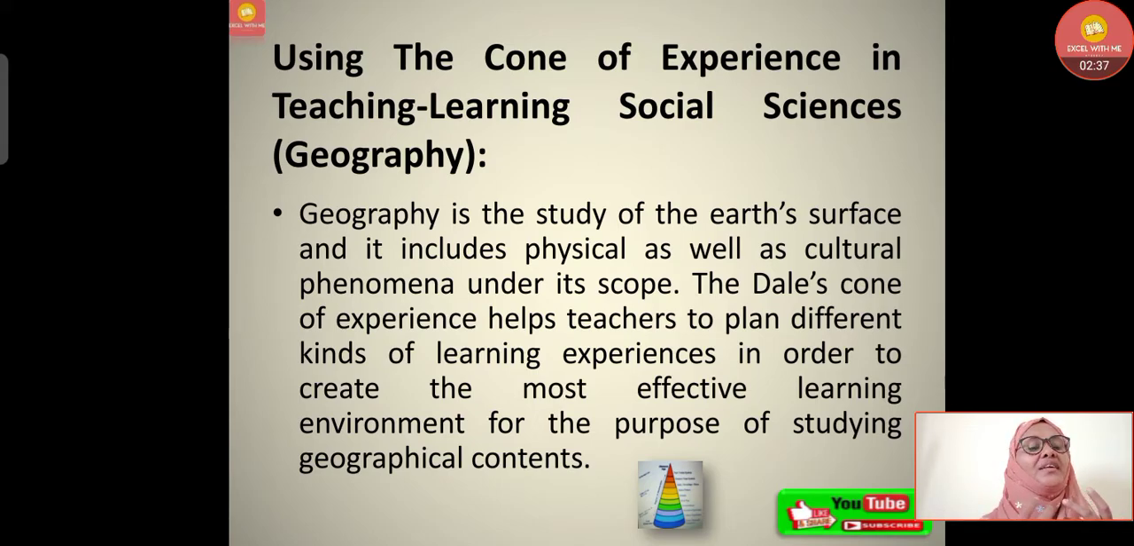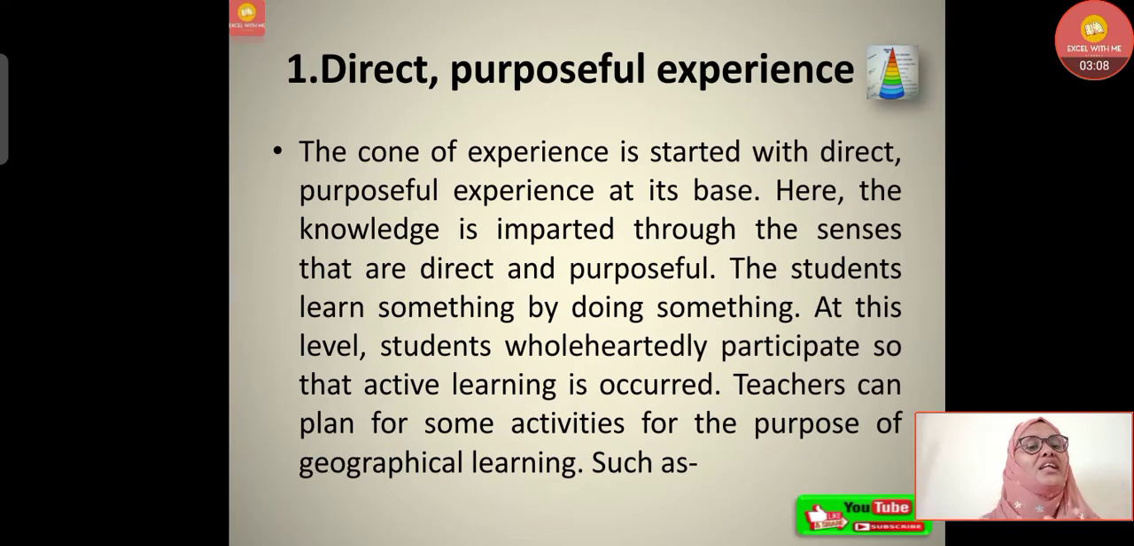Geography is a very interesting and very important discipline. Students must know and understand the concepts, not just listen to them or hear them. They need to understand thoroughly the depth of this discipline. So for the understanding of this discipline, for effective teaching learning, Edgar Dale's cone of experience will help the teachers to prepare their lesson plans and how to teach, integrating technology and all that.